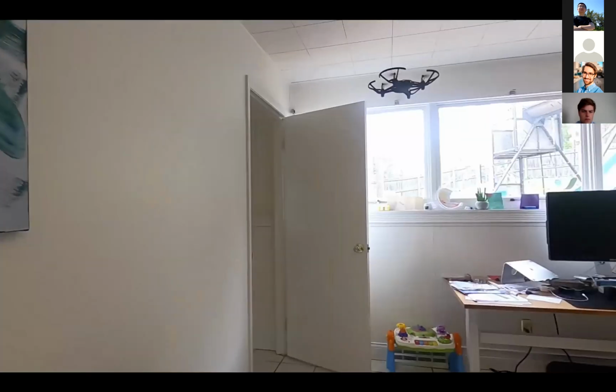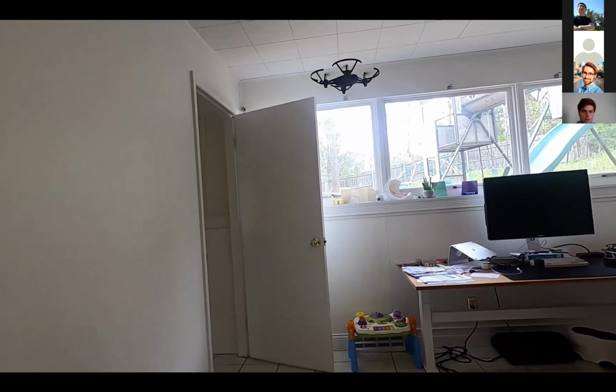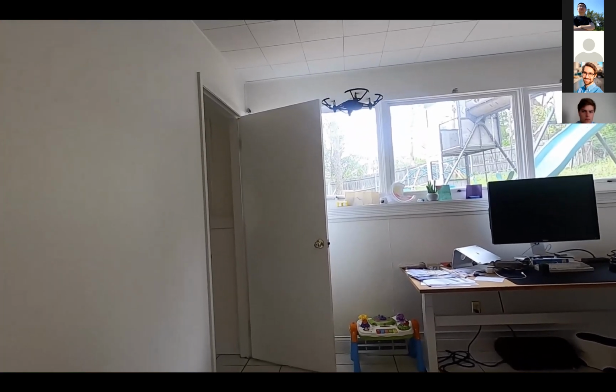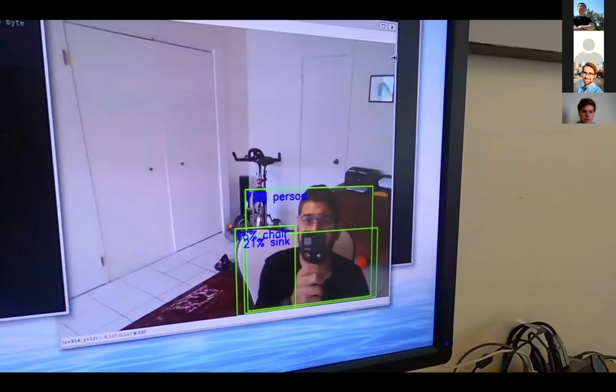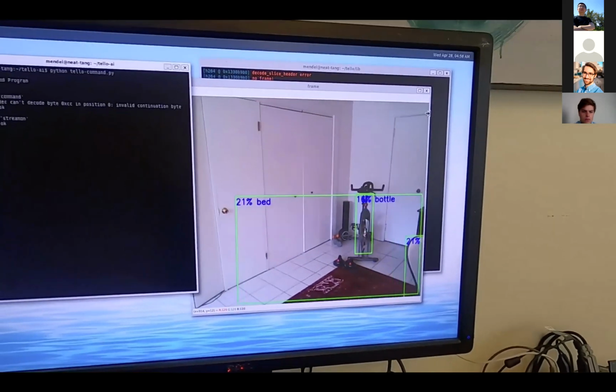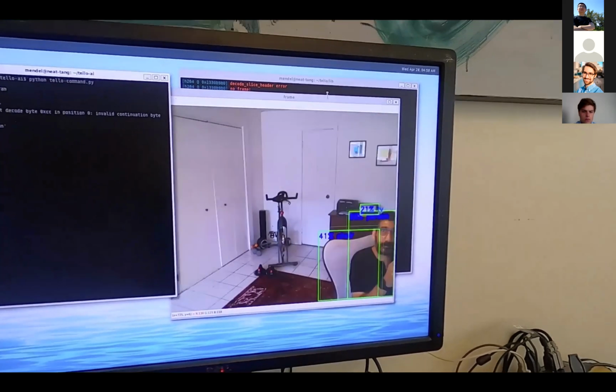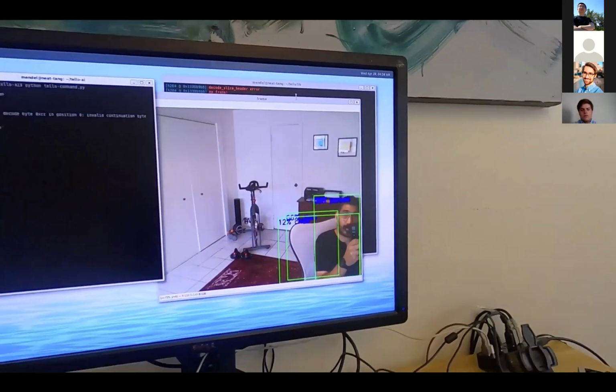So you can see I can fly it, send the signal to the TPU, run it on the 8-bit quantization model, and stream it to the screen. So there's a lot going on from just this little device.